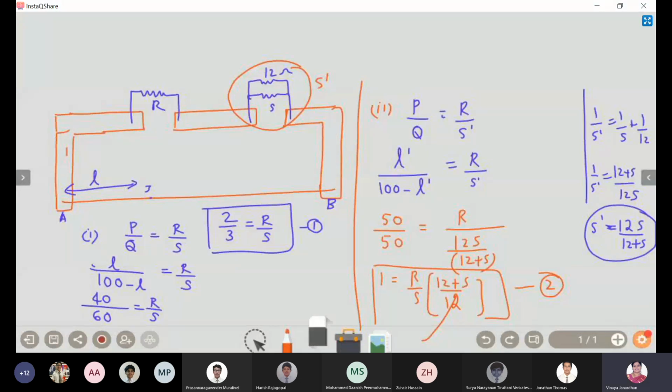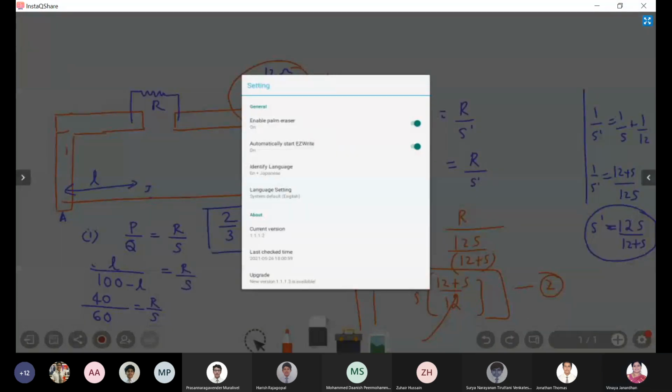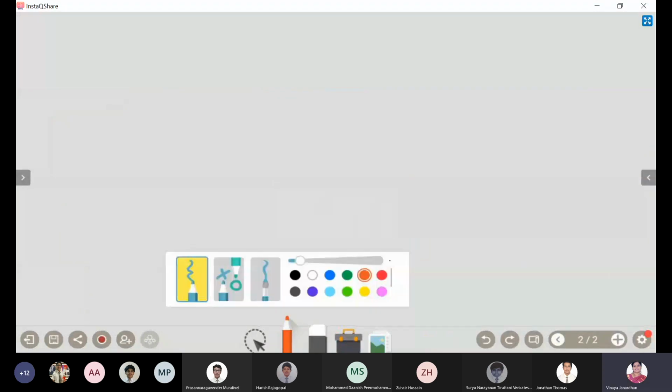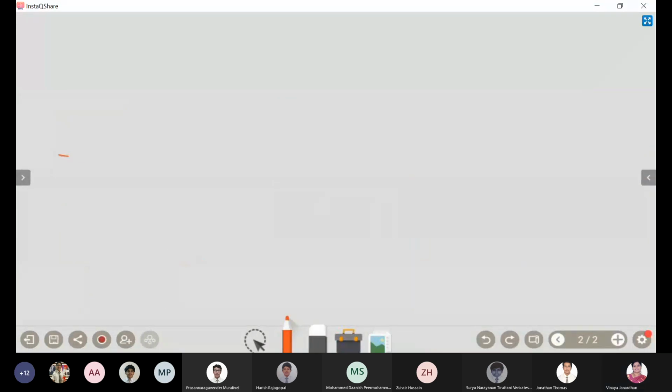Shall I switch over? Copy down. Copy down the discussion, boys. First draw the diagram, then I'll dictate. For the previous numerical, R is 4, right? Yes. For the previous numerical, the value of R is 4 ohms, S is 6 ohms.